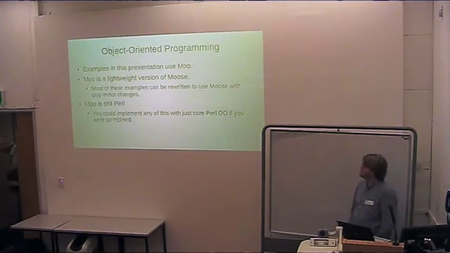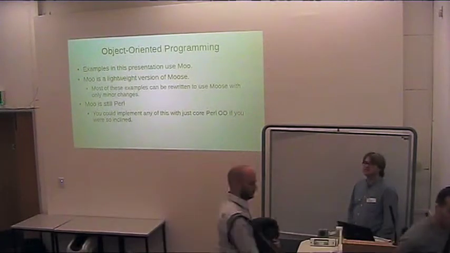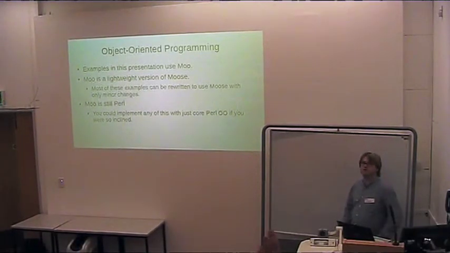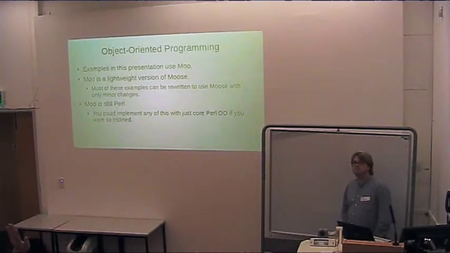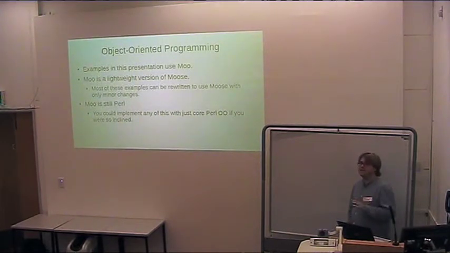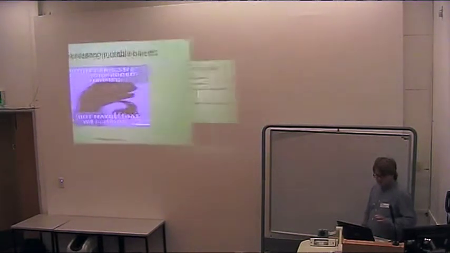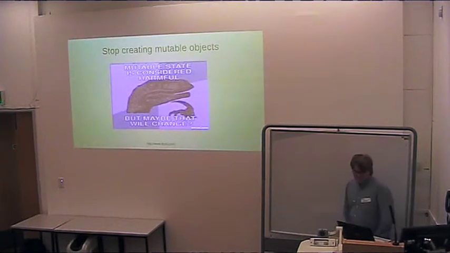Okay, most of the examples in this presentation are going to use Moo, which is basically a lightweight version of Moose. So who's used Moo or Moose or Mouse? Most people, like that. As I say, I'm using Moo in the examples, but you could rewrite them to use Moose with very few changes. And because Moose and Moo aren't that magic, you could rewrite it and just use core Perl OO. Okay. Mutable state is considered harmful.